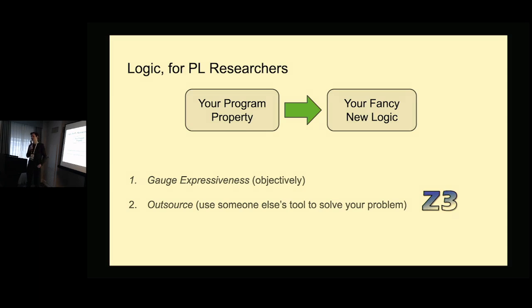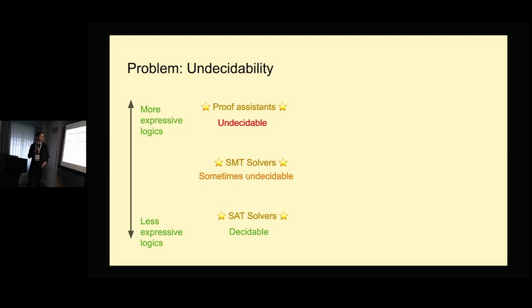There are many advantages of doing this, but two of them are: it allows you to gauge the expressiveness of the properties that you care about in a more objective way. There are a lot of different formalisms out there and it's hard to compare, but logic is very standardized, so you know exactly how expressive it is. And second, you might be able to outsource verification of your properties to some tool that somebody else wrote. So you take your fancy logic, send your formulas over to Z3, and hopefully we're done, right? You've solved your problem.